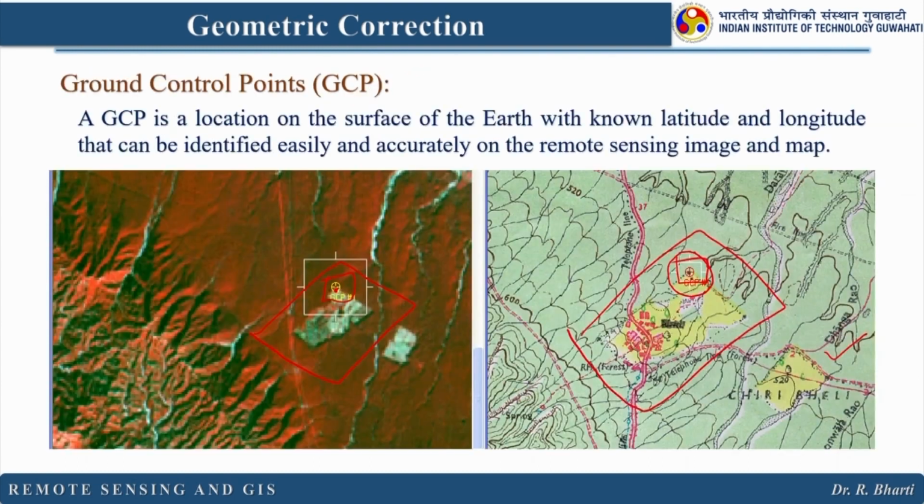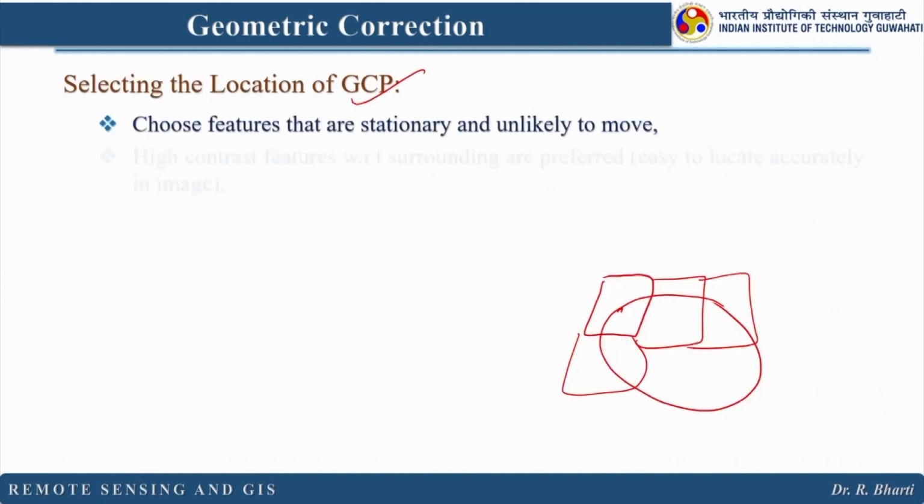Like here, if you see this one, this particular corner can be identified and this particular corner can be identified. But if you use something like here, this is a tributary which is coming here. If you want to correlate this point with the map or with the ground, it is very difficult. Where will you consider, and whether that is correct or not, who will say? So you need to take care of this GCP selection.